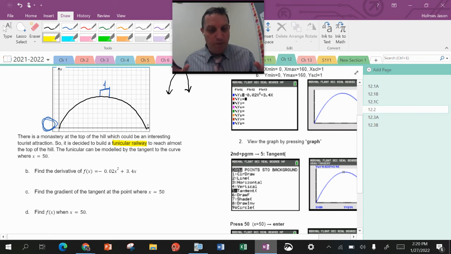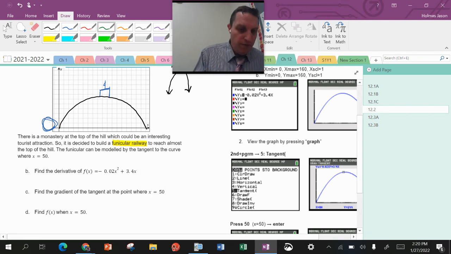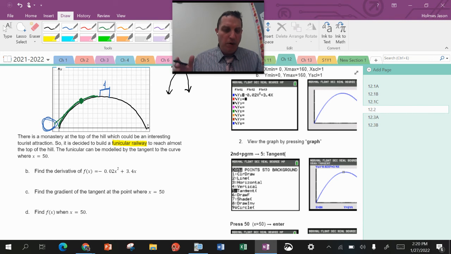All right, so they want to get people from the parking lot up to the monastery, and in order to work, it has to be at a certain angle. It can't be too steep. They're examining this place at x equals 50, which is a coordinate, so it might be 50 meters or 50 kilometers from the parking lot. Whatever it is, they want to know, is that too steep for that kind of railway system?